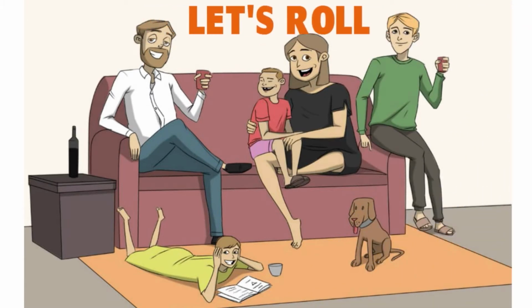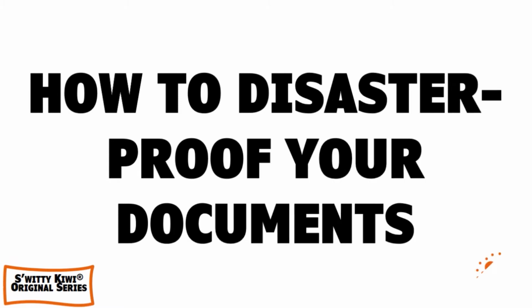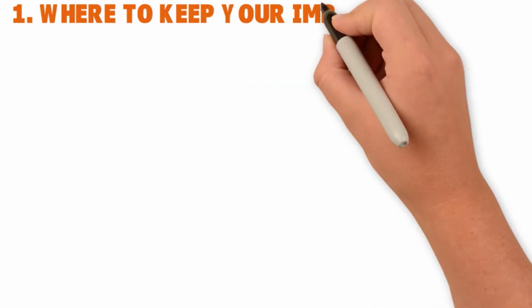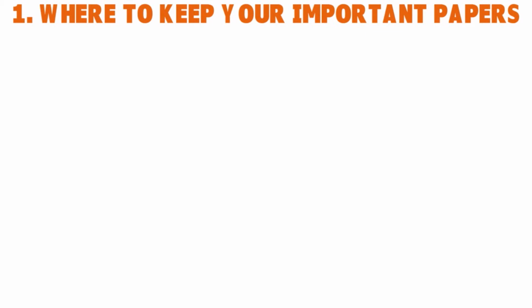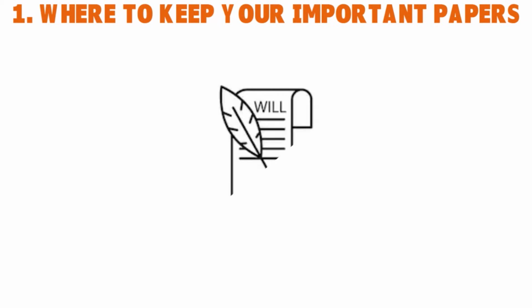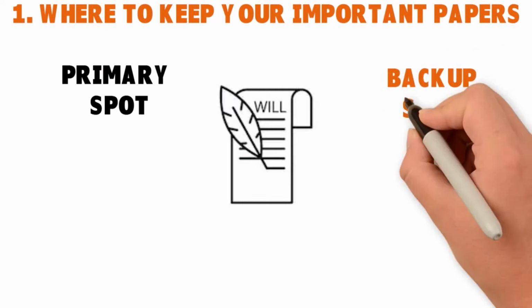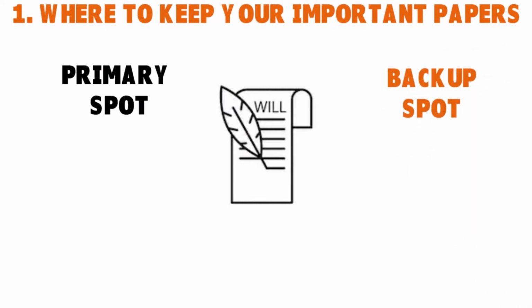Let's roll. Today, I want to talk to you about how to disaster-proof your documents. Number one, where to keep your important papers. When it comes to disaster-proofing your documents, we don't have any hard and fast rules about what to keep where, except regarding one thing, your will. The goal here is to have everything in at least two places in case one is destroyed or inaccessible. So you want to have a primary spot and a backup spot. Where you store each item will depend partially on when you expect to need it and partially on how hard it will be to replace.